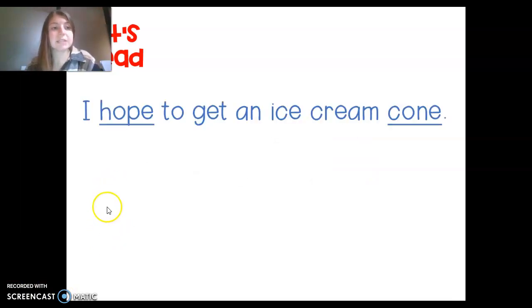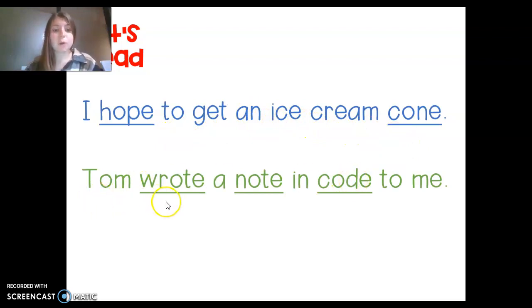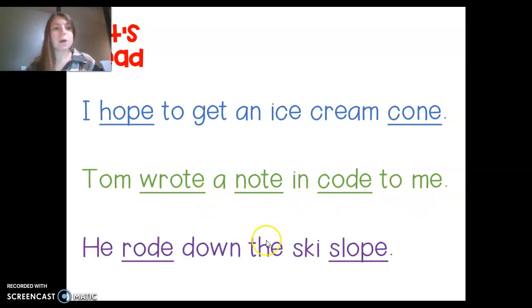Let's practice reading some sentences together. This sentence says, I hope to get an ice cream cone. Read it with me. I hope to get an ice cream cone. Tom wrote a note in code to me. Read it with me. Tom wrote a note in code to me. One more. He rode down the ski slope. Read it with me. He rode down the ski slope.